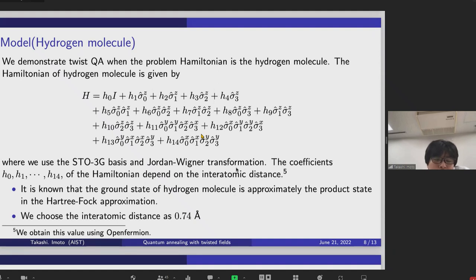And so we obtain this value using OpenFermion software. It is known that the ground state of the hydrogen molecule is approximately the product state in the Hartree-Fock approximation. And so we choose the interatomic distance as 0.74 Hartree.